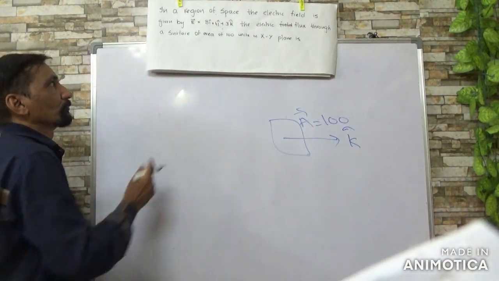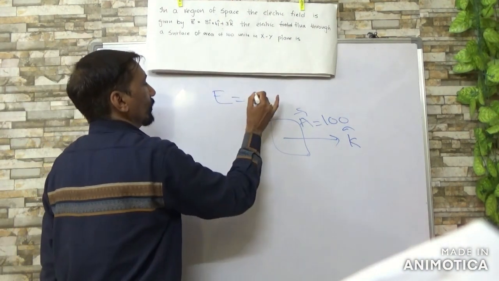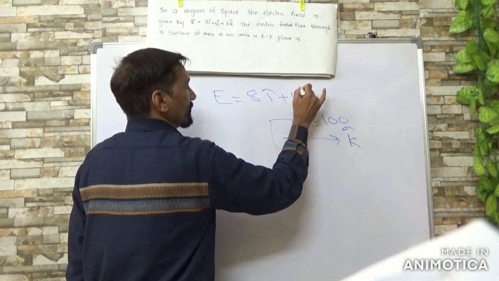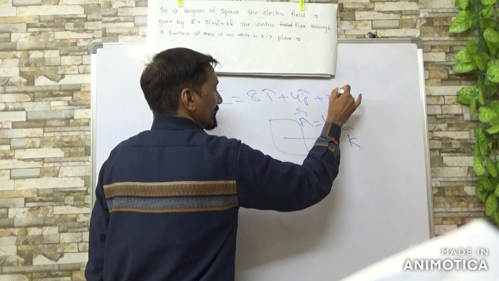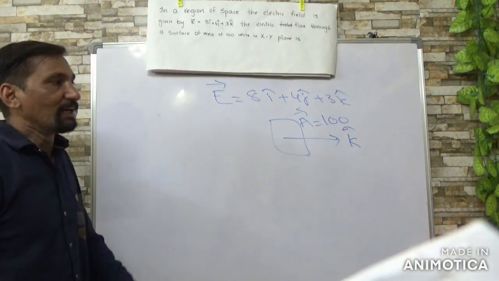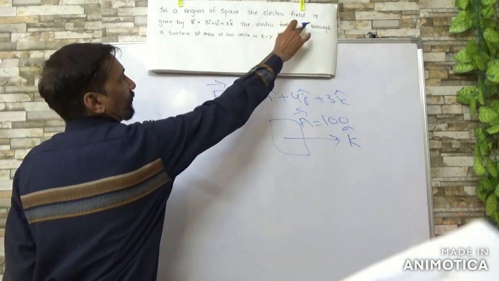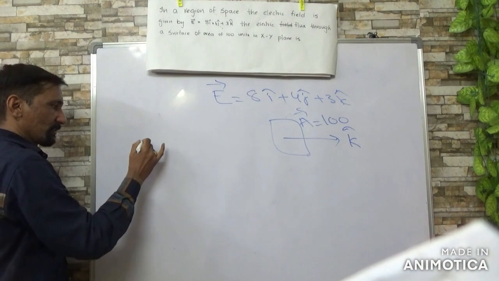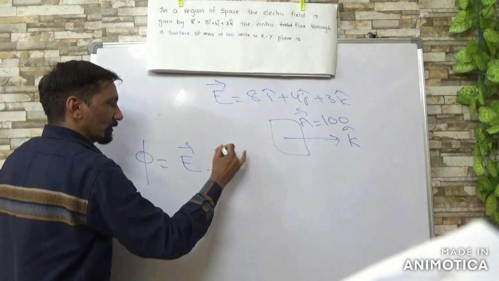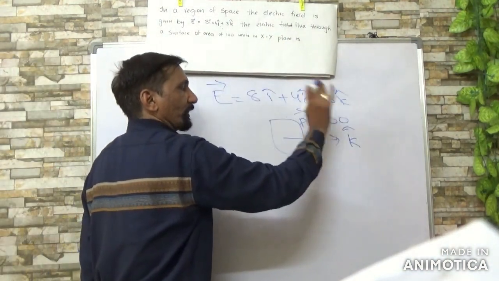Okay, so E is given as 8I plus 4J plus 3K. It is the strength of the electric field, and this is the area. So you want to find the electric flux. Flux is equal to E bar dot A bar. It is in the XY plane, that is why you have taken K.